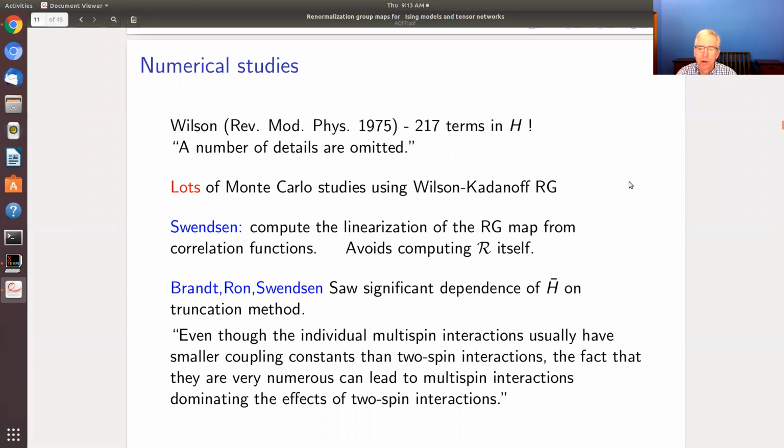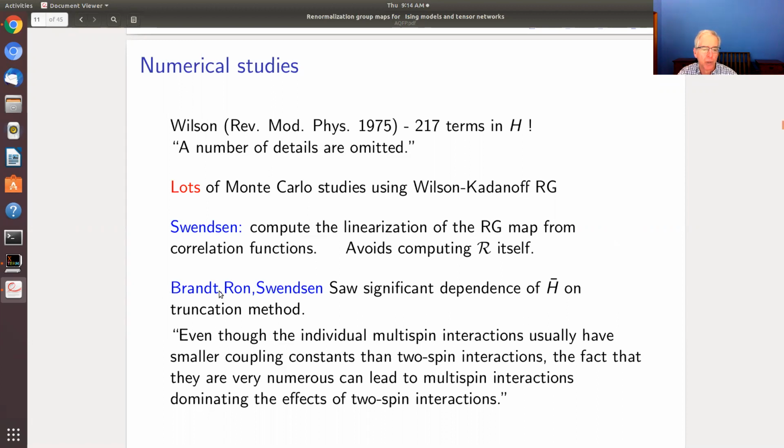There have been lots of Monte Carlo studies of this map. In particular, Robert Swinson introduced an idea where you can find the linearization of the map. That is, you can find the eigenvalues by looking at correlation functions instead of the map on the space of Hamiltonians, which was a neat idea. It had the unfortunate side effect that you don't compute the map as a map on the space of Hamiltonians.